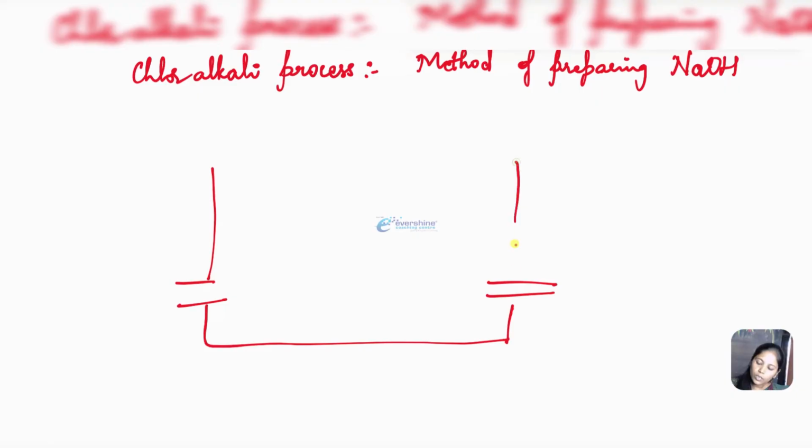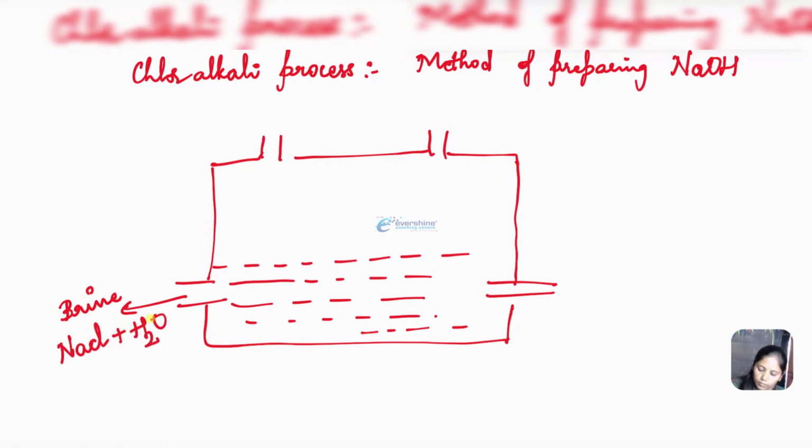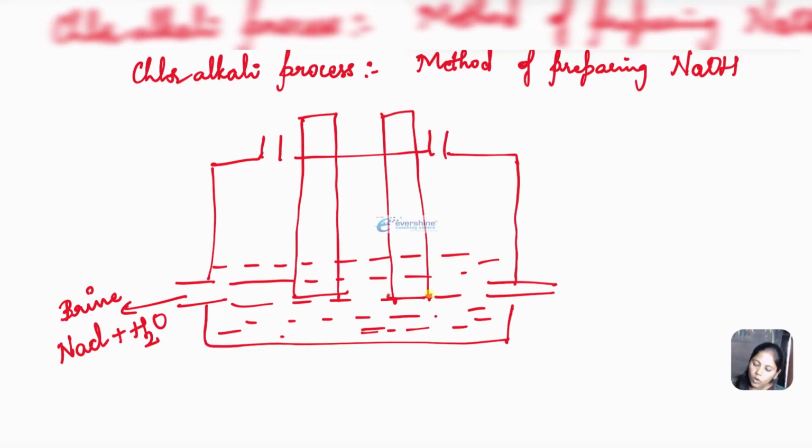So in a big tank, what should be taken? Brine solution should be taken. What do you mean by brine solution? Brine is a mixture of NaCl and water. So brine solution should be taken in a big tank. Into this tank, we need to insert two graphite rods.